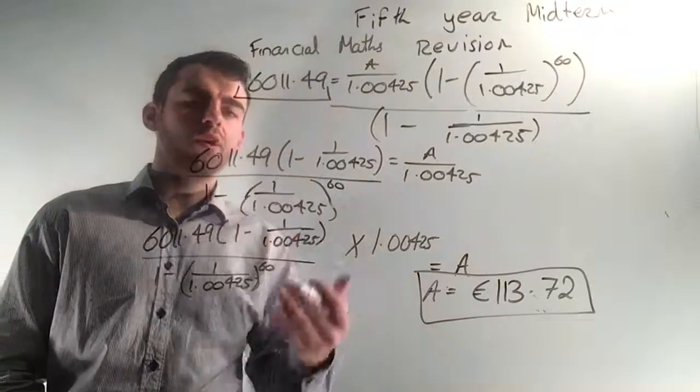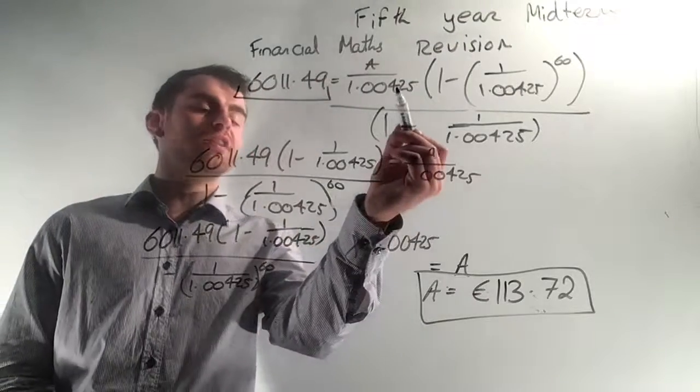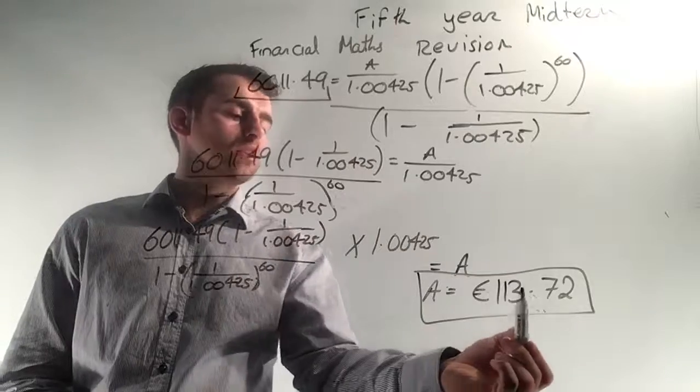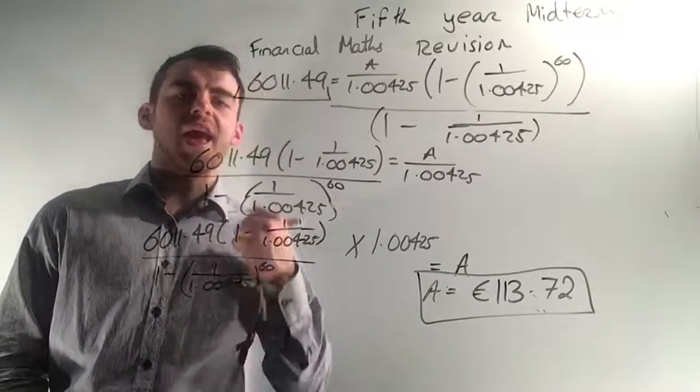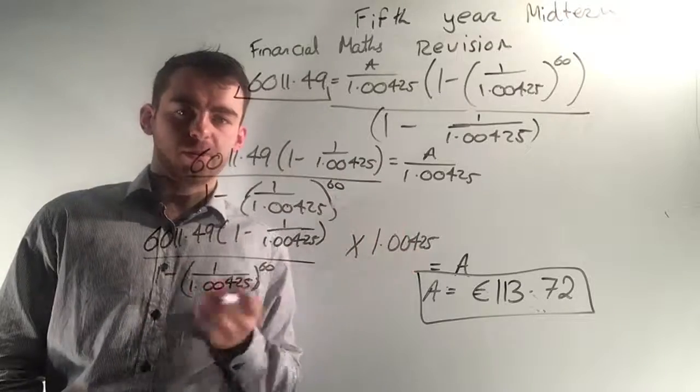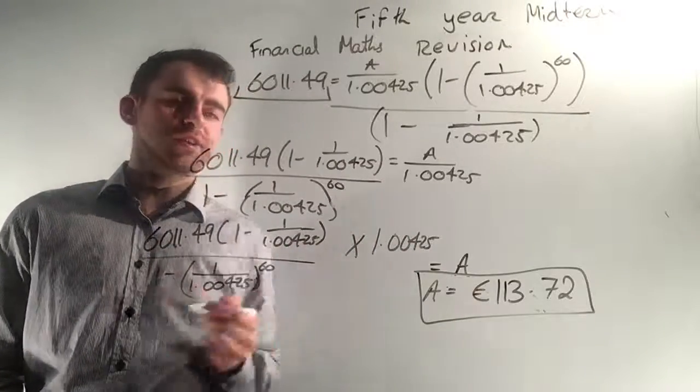Instead, they take out a loan, and they're charged a different rate of interest on the loan. If they pay back €113.72 every month for 5 years, they'll have paid back that loan, and they'll have come up with their deposit. So that's your final answer for this one.